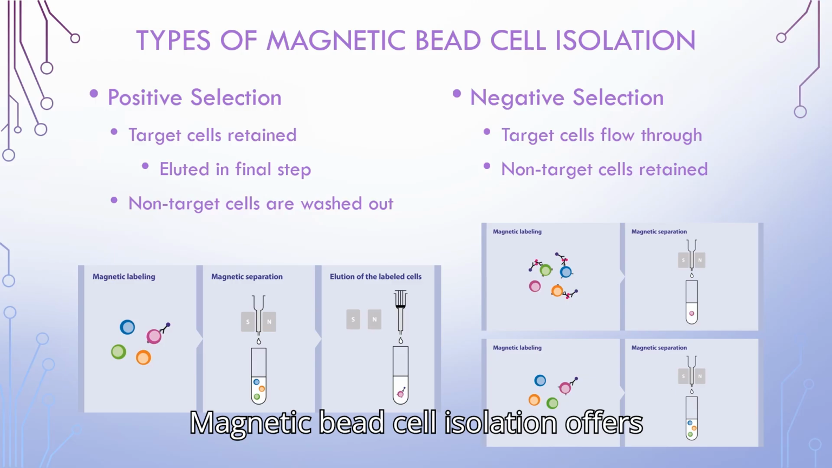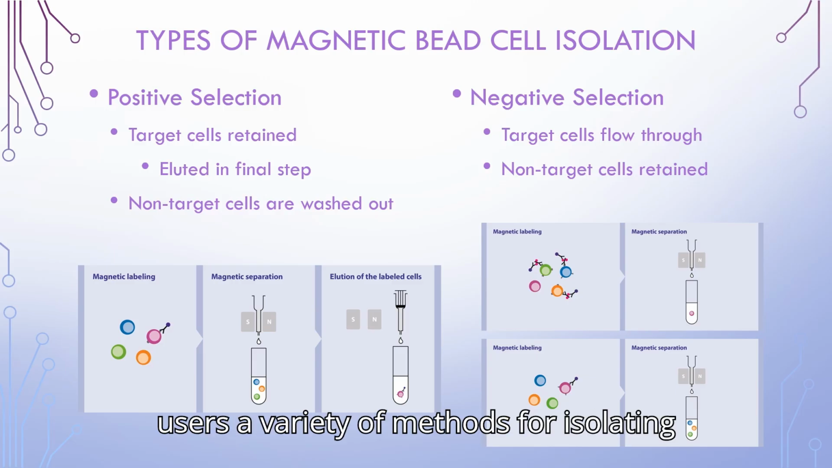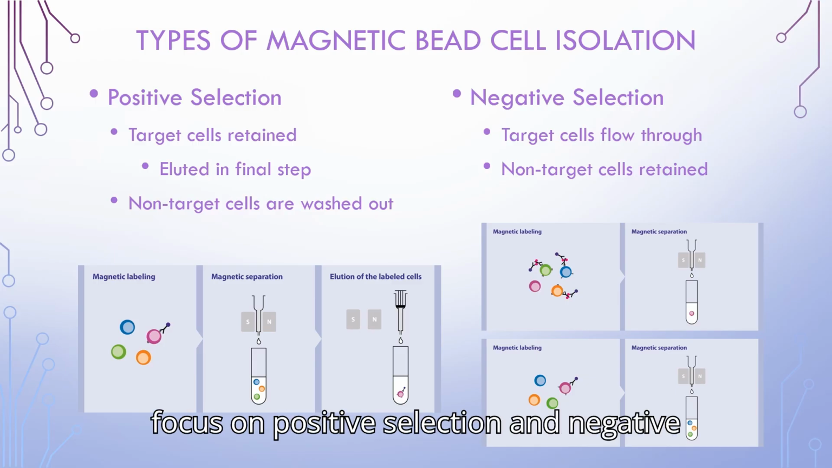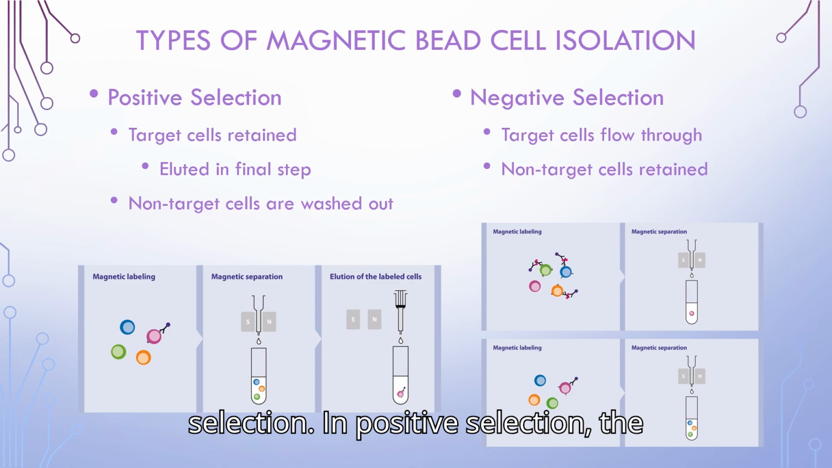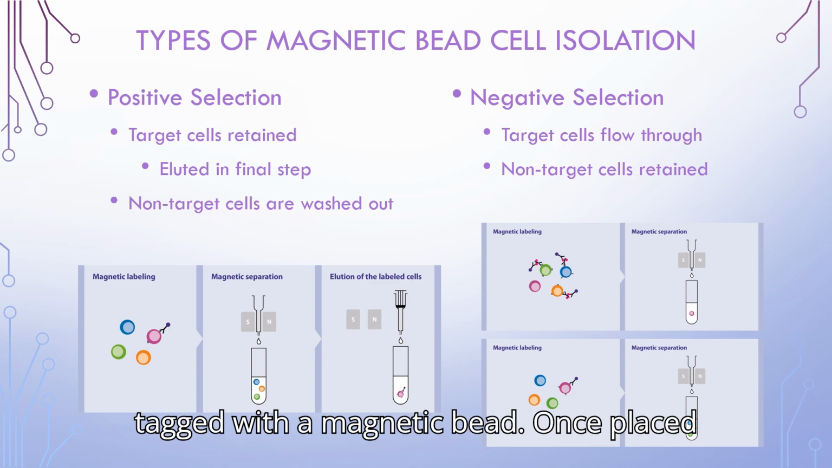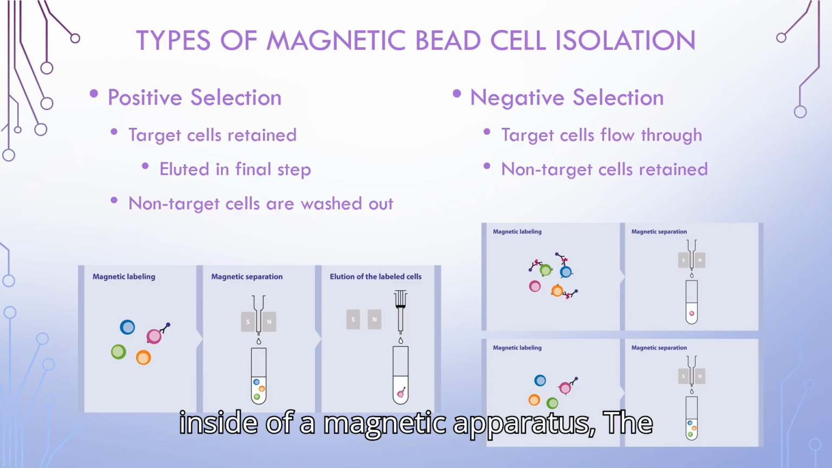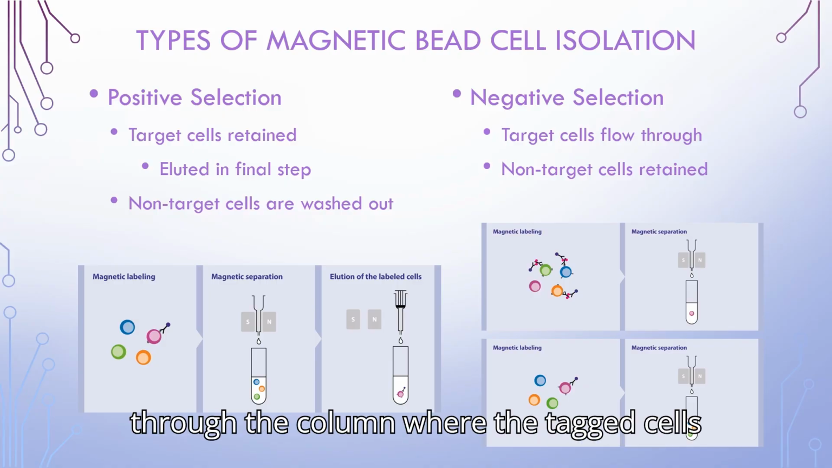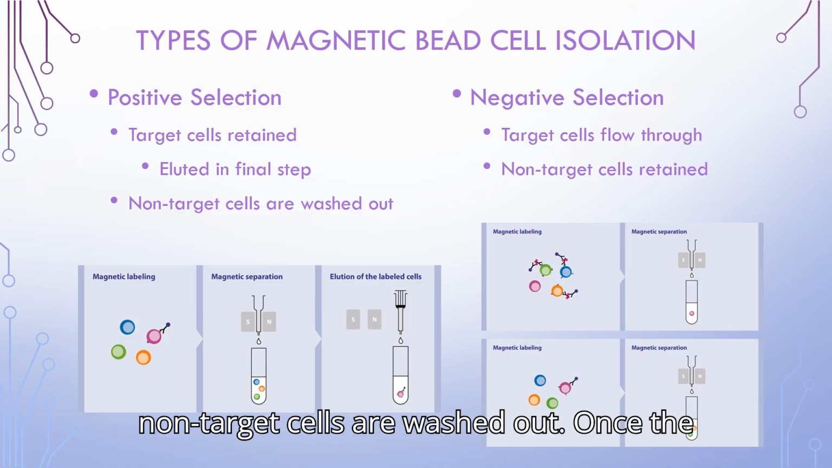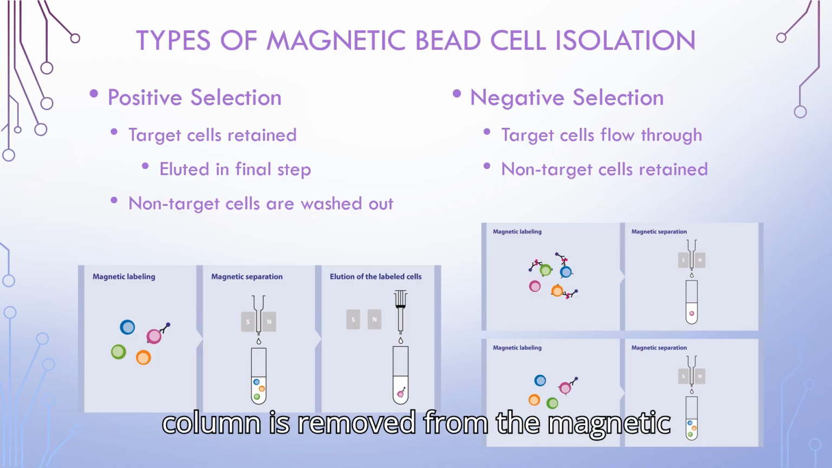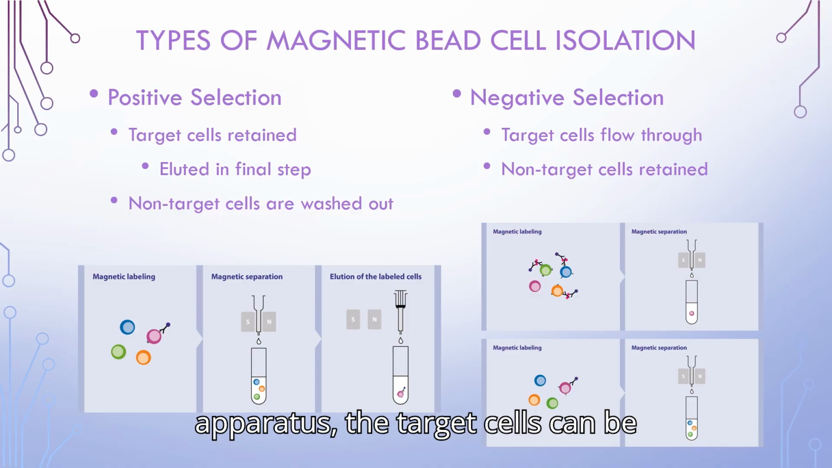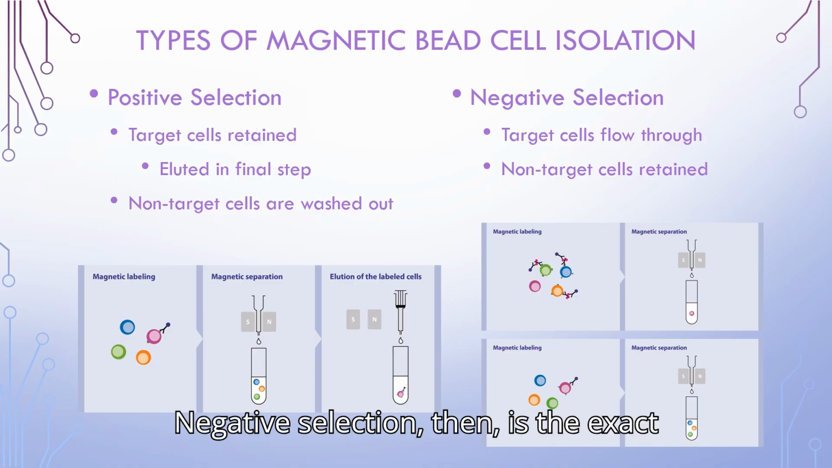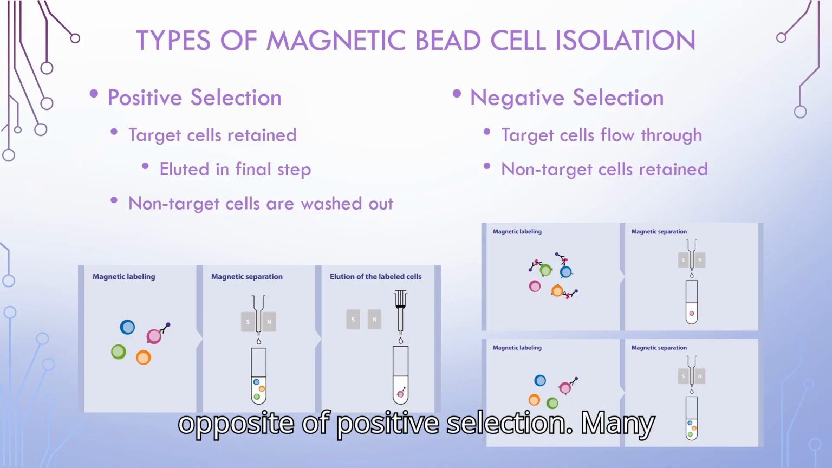Magnetic bead cell isolation offers users a variety of methods for isolating cells of interest. For simplicity, we'll focus on positive selection and negative selection. In positive selection, the target cell is labeled with antibody tagged with a magnetic bead. Once placed inside of a magnetic apparatus, the labeled cell suspension is passaged through the column where the tagged cells are retained and the untagged or non-target cells are washed out. Once the column is removed from the magnetic apparatus, the target cells can be flushed out in a process called elution. Negative selection, then, is the exact opposite of positive selection.